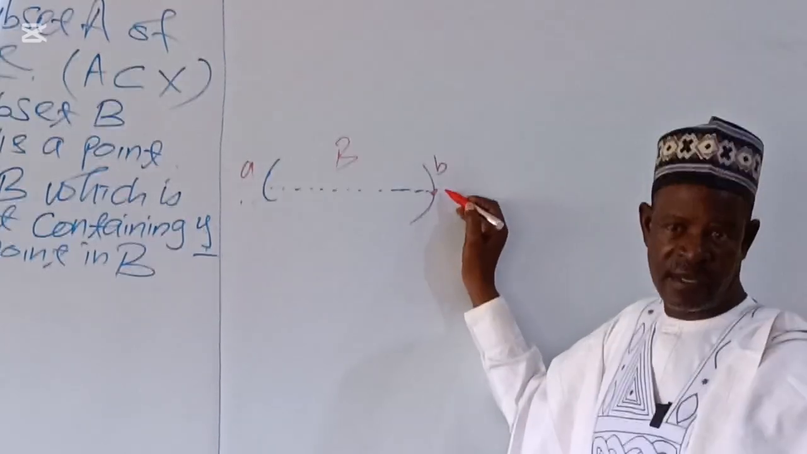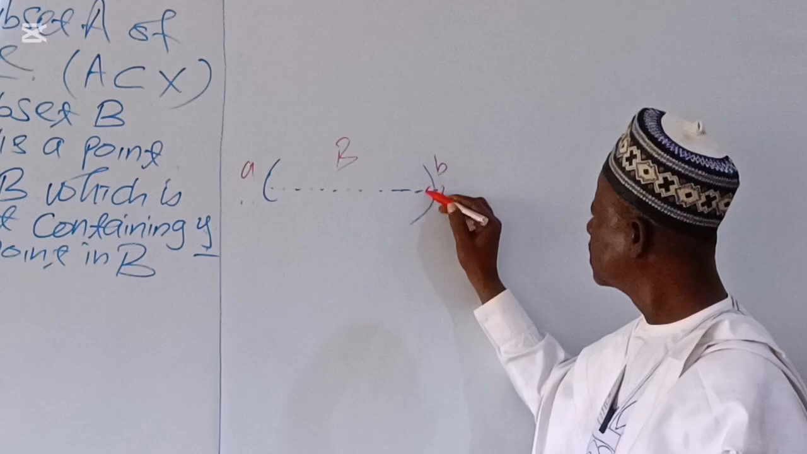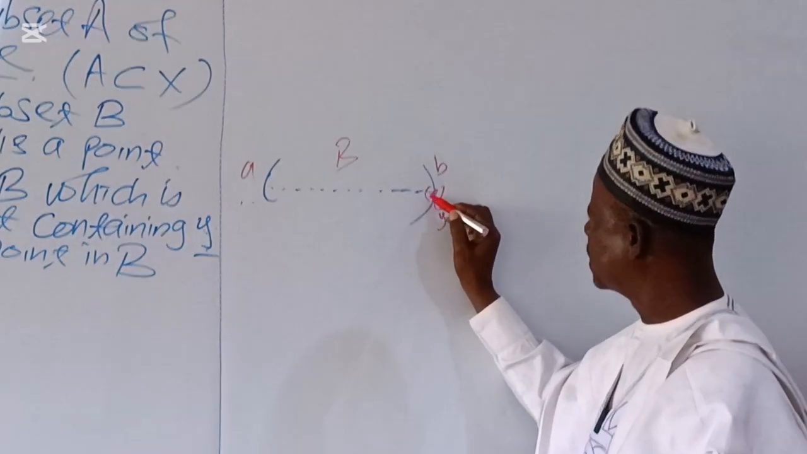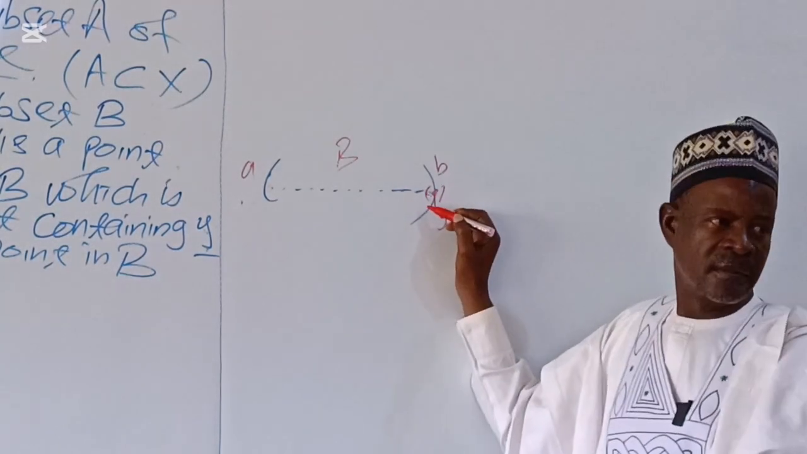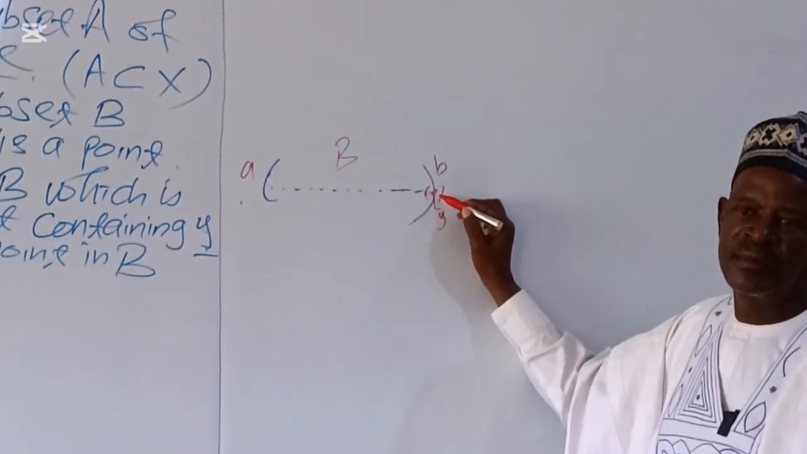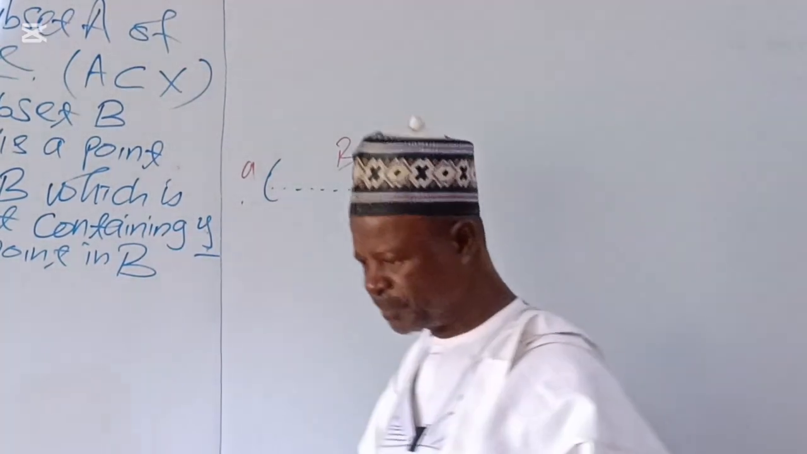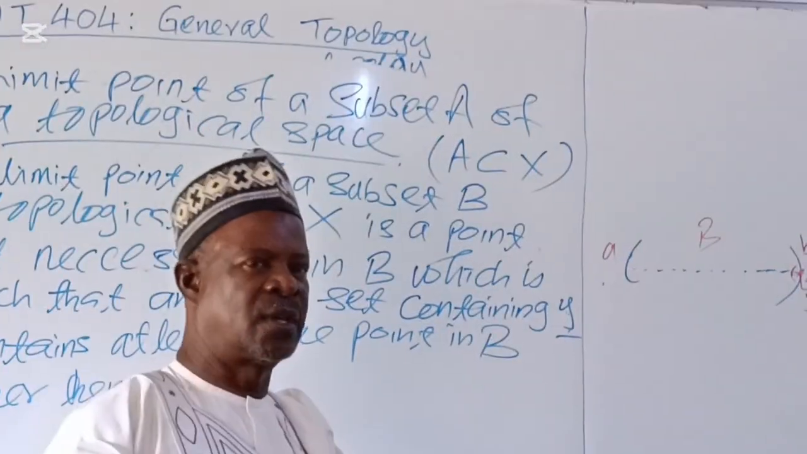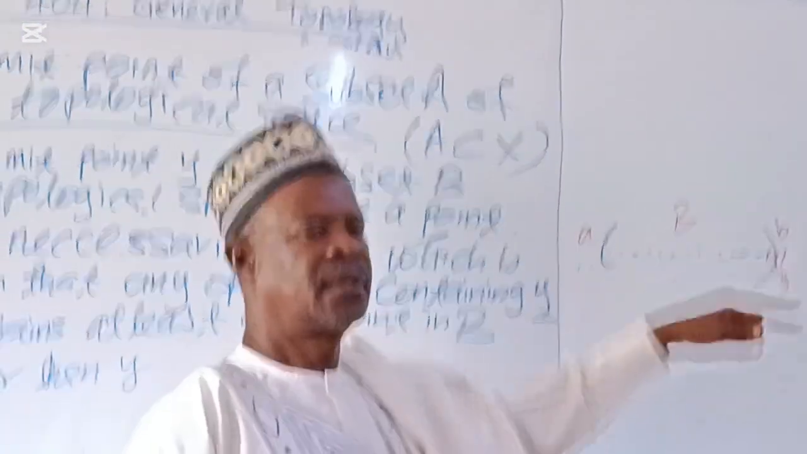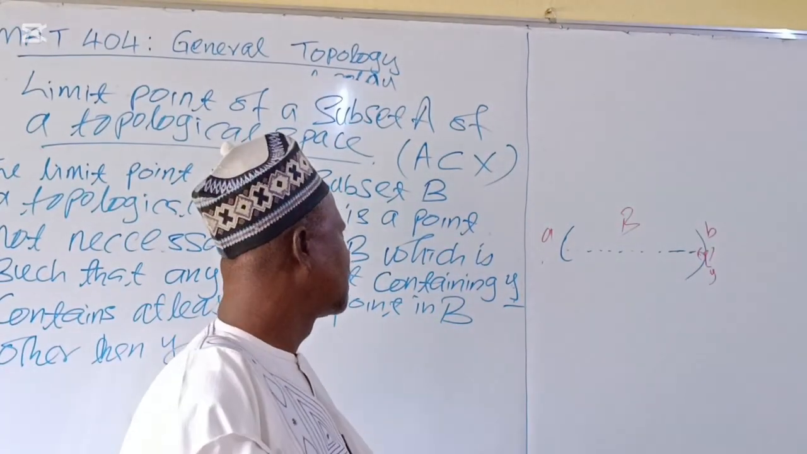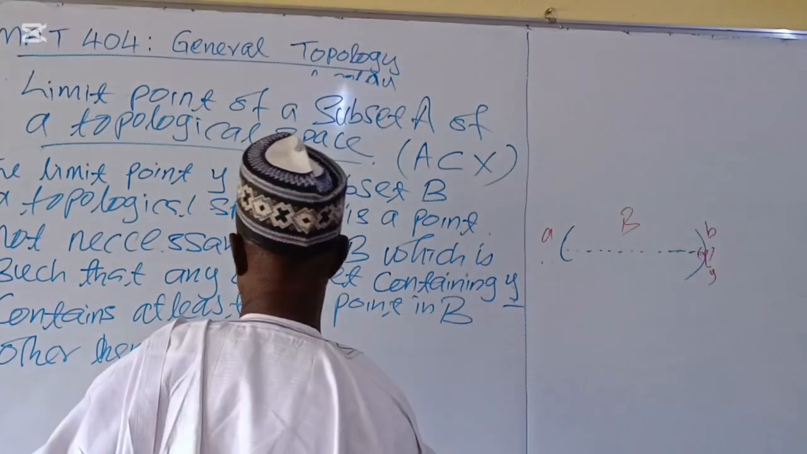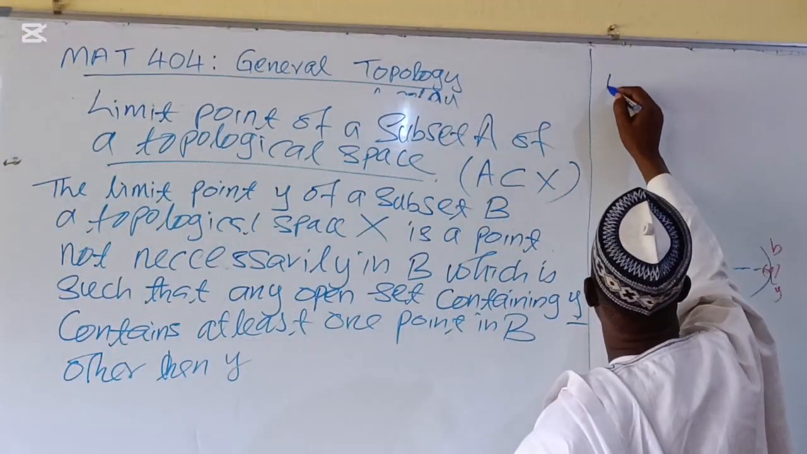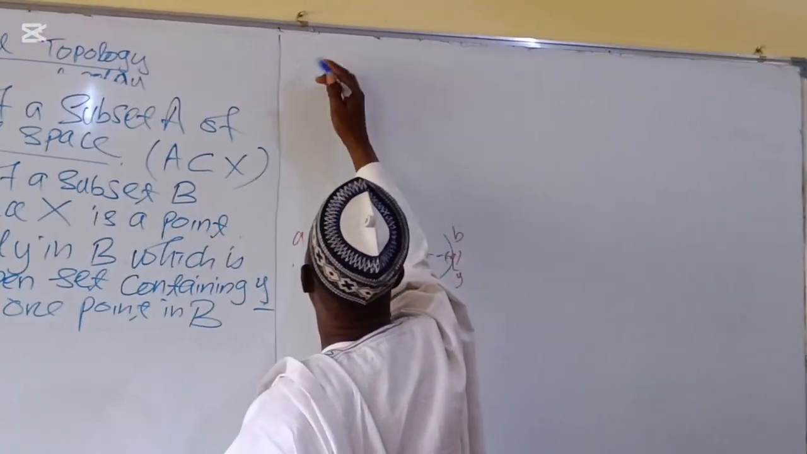What it means is that if I take any open set containing this Y, this open set will contain some other points inside B, not different from this Y. Then you say it is the limit point of that set. So it's like a point at the extreme end of the set. Is it clear? But like I said, limit point need not be in the set, sorry, mark.